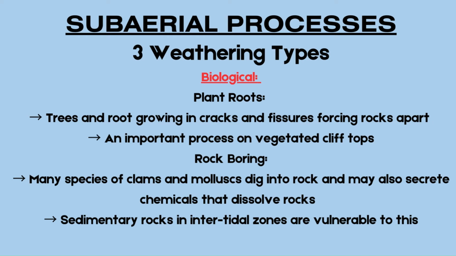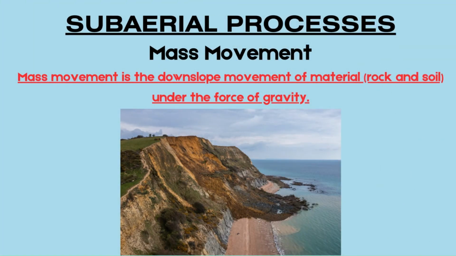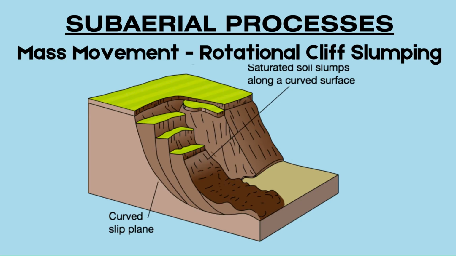Sedimentary rocks in intertidal zones are vulnerable to this. The last part of this video will look at mass movement. Mass movement is the downslope movement of material under the force of gravity. Rotational cliff slumping is an example of this.